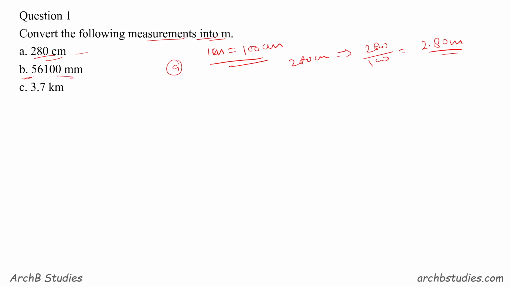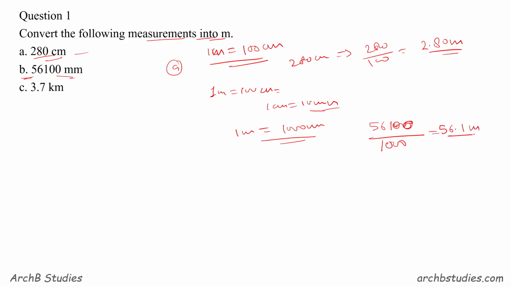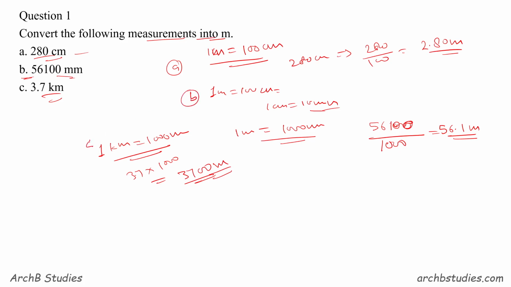So we have to convert mm into meter. So 1 meter equal to 100 centimeters, and 1 centimeter equal to 10 mm. So 1 meter equal to 1000 mm. Okay. So similarly here, so you will get 56.1 meter. Now for kilometers, in 1 kilometer there are 1000 meters. Okay, so 3.7 into 1000, you will get 3700 meters. So this was very simple one. Okay, this is B, this is C.